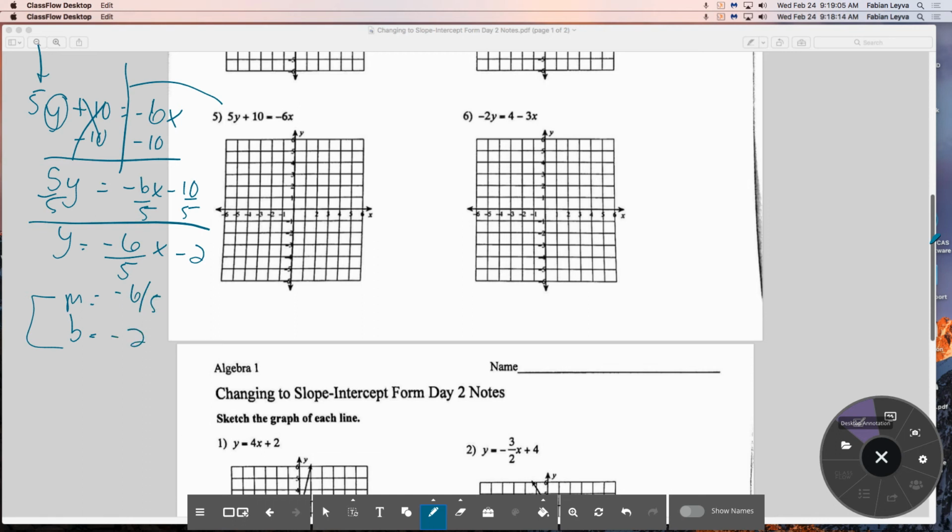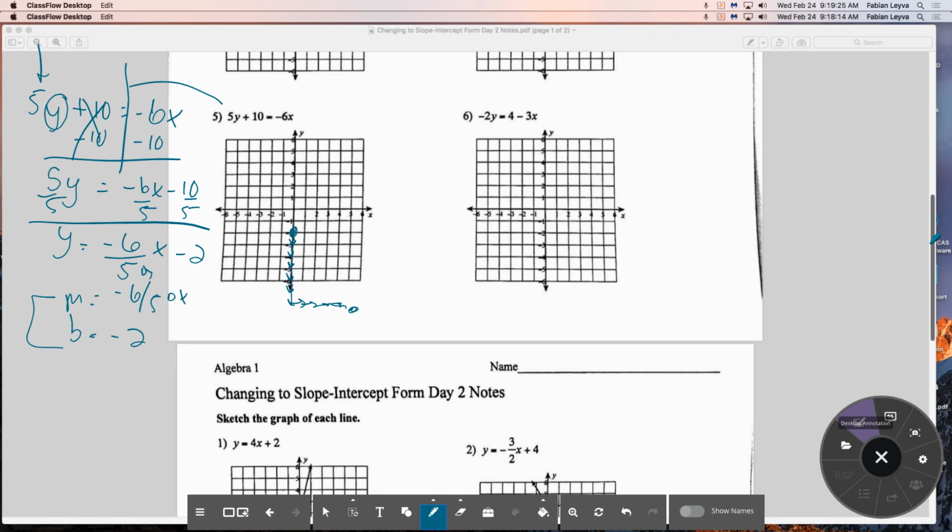So I can see that my b is negative 2, so I'm going to start at negative 2. My slope is negative 6 over positive 5. So the change of y over change of x, I'm going to go down 6, 1, 2, 3, 4, 5, 6, and then over 5, 1, 2, 3, 4, 5.